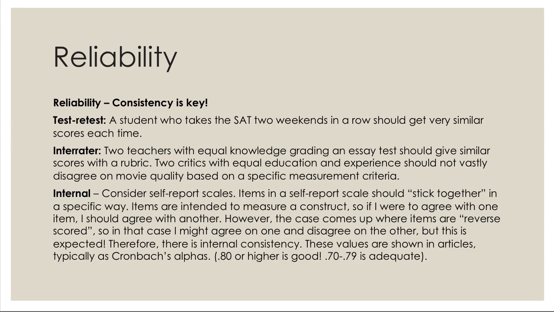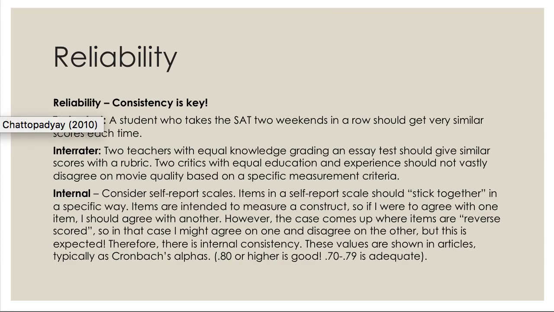But internal consistency is one that you're going to see often because it's a lot of times written within the article. So as a Cronbach's alpha, that's typically the one they report. However, there's other ones, so like they might say McDonald's omega or something like that. But typically it's Cronbach's alpha, and 0.80 or higher is really good. 0.70 to 0.79 is adequate. If you have something like 0.9 or above, that's very good. But you don't want lower than that. Lower than 0.70 is not as good, okay?